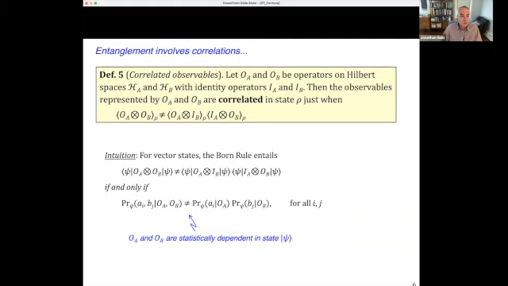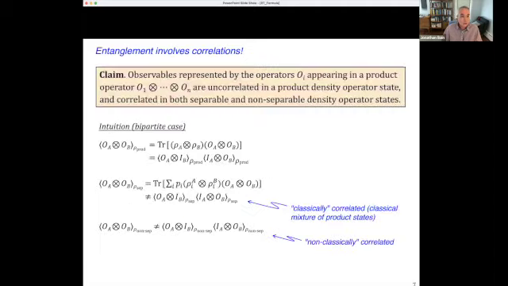The definition of correlated observables with respect to a density operator state. You can then demonstrate the following claim. Observables represented by the operators that appear in a product operator are uncorrelated in a product density operator state and correlated in both separable and non-separable density operator states.